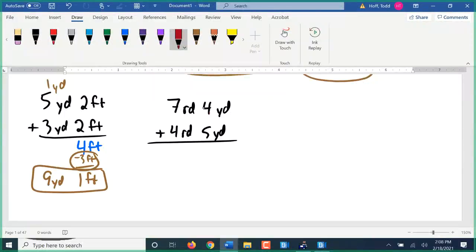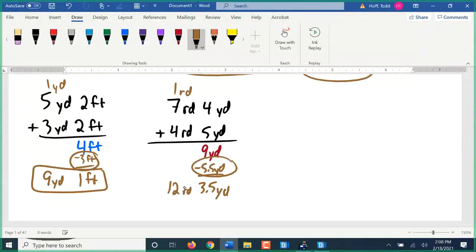We add again, 4 and 5 make 9 yards. Now, if you recall, 1 rod was 5.5 yards. So I'm going to subtract 5.5. These are 3.5 yards. I'll carry my 1 rod. 1 and 7 is 8, plus 4 is 12 rods. Giving us 12 rods, 3.5 yards.